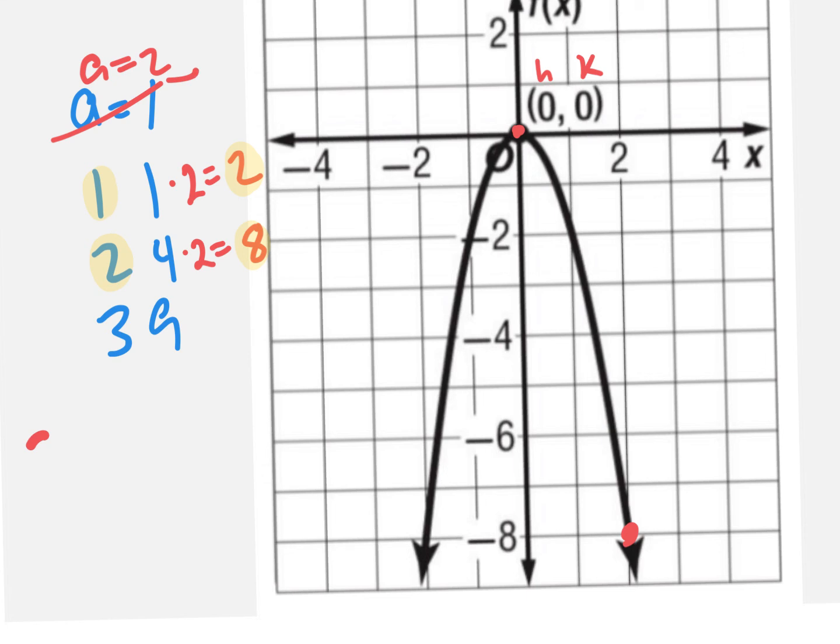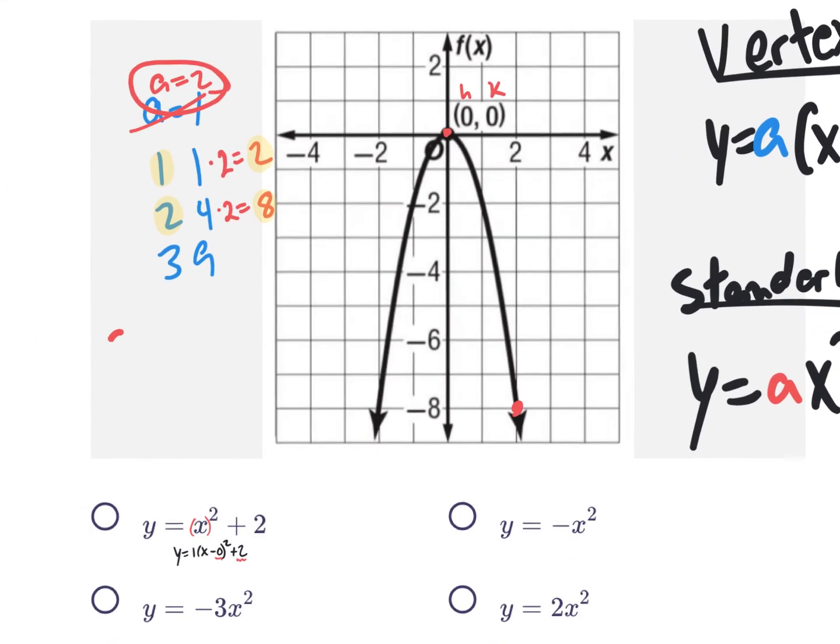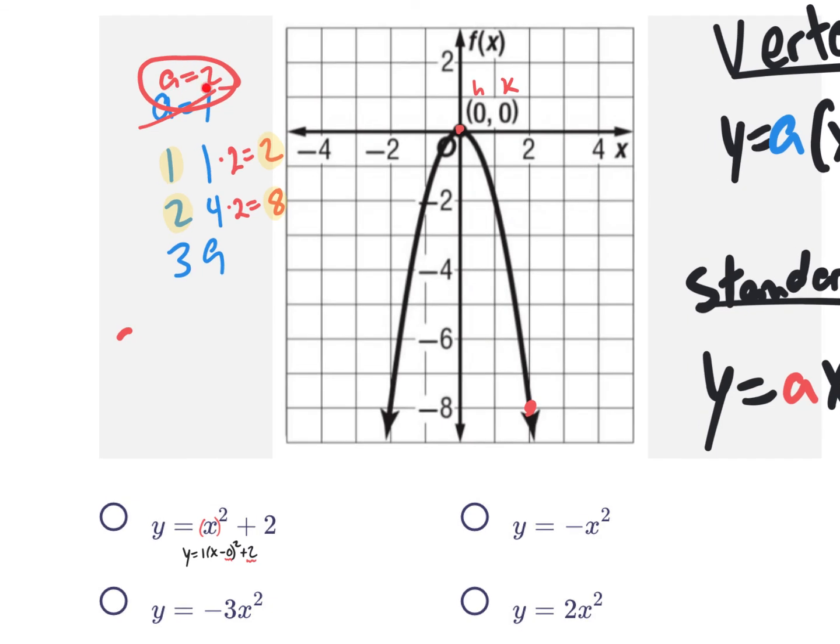So we know for a fact that the a value is 2 just by counting the pattern. It's not 1, 1, 2, 4, 3, 9. It's actually 1, 2, 2, 8. The pattern outputs got modified by 2. So if you know your a value of 2 and your h and your k, you'll be able to plug it all into vertex form.